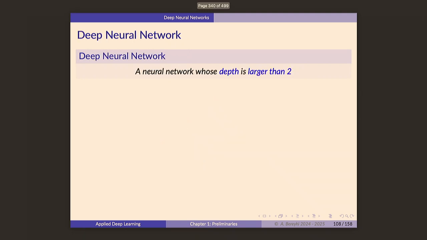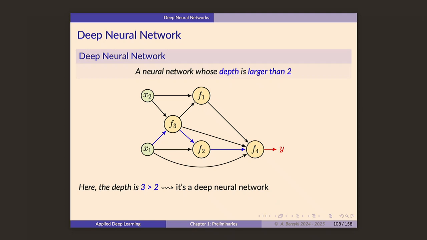Okay? And now, what do we call a deep neural network? A deep neural network is simply a neural network whose depth is more than 2. 2 is not included, more than 2. 3 or more. So what I showed you here is actually a deep neural network because the depth is more than 2. Any questions? No. Okay, so this is what we call depth, and a deep neural network is simply something that has depth more than 2.